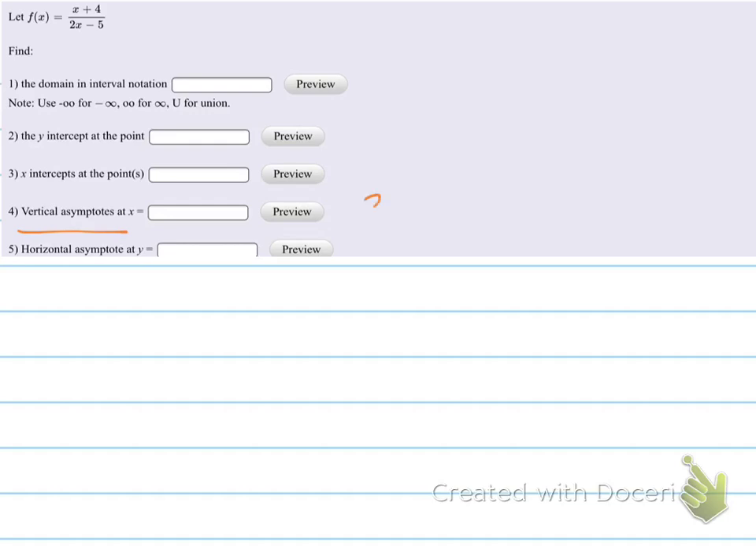So in this case, we only have one expression in the denominator, which is 2x minus 5. If that equals 0, then we're going to have a vertical asymptote. So we're going to add 5 to both sides. We get 2x equals 5, and then we divide both sides by 2. So x equals 5 halves. And then we're going to use that to find the domain.